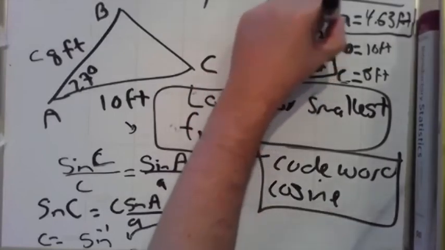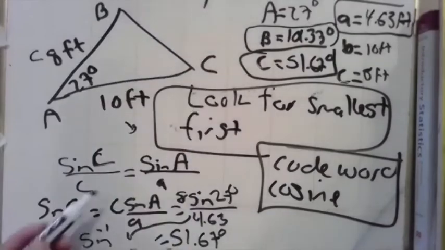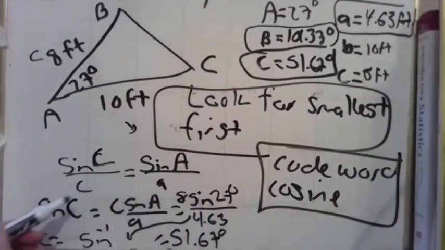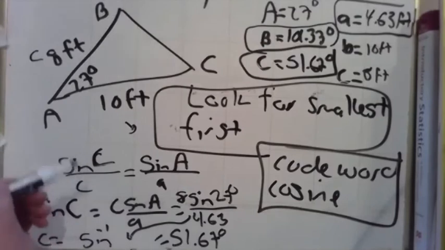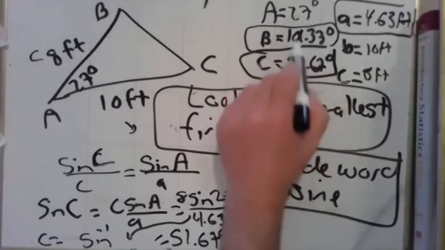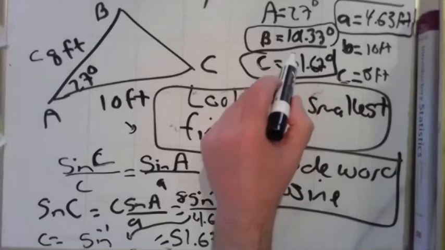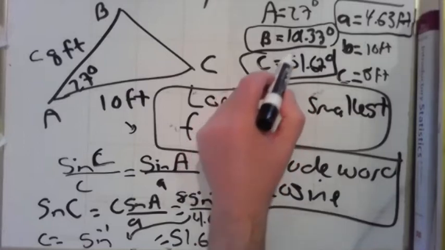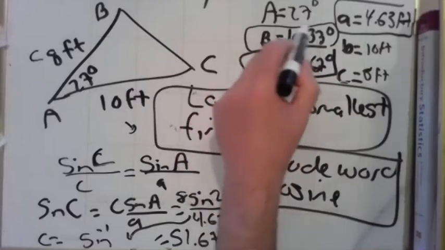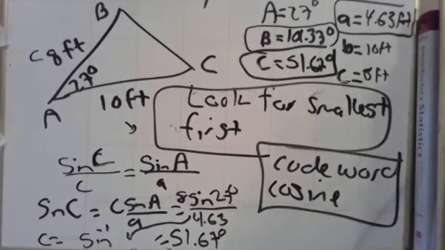So now I've got B also. Notice B was an obtuse angle. If I had used law of sines, if I had done all of this with B's, my calculator would have given me the wrong answer. It would have given me the quadrant 1 version of that angle, which would have been 79 degrees. I would have gotten the wrong B and the wrong C. That's why this is important.